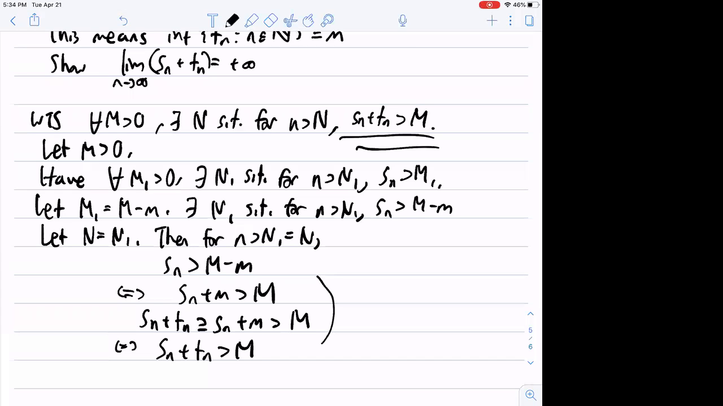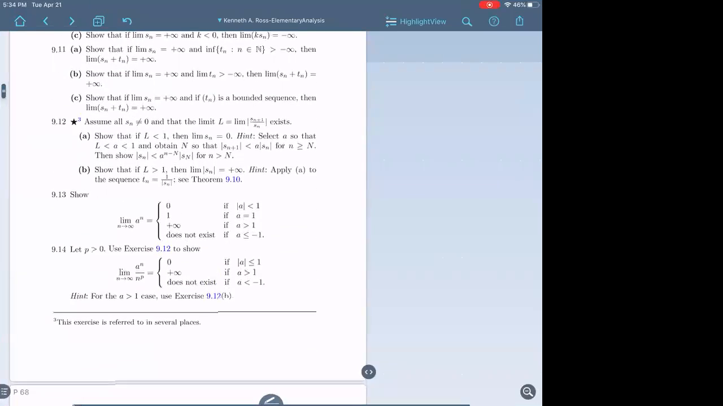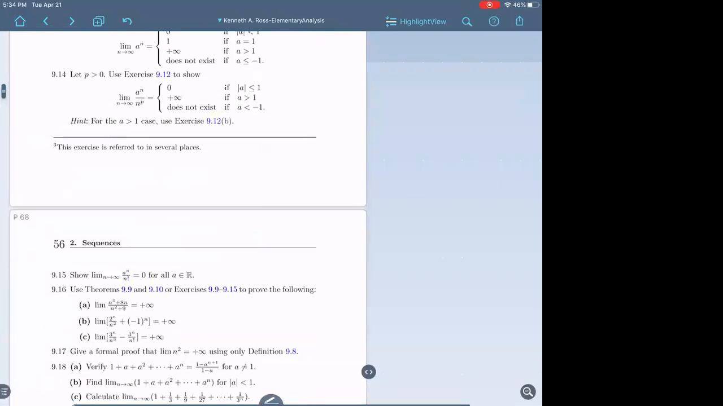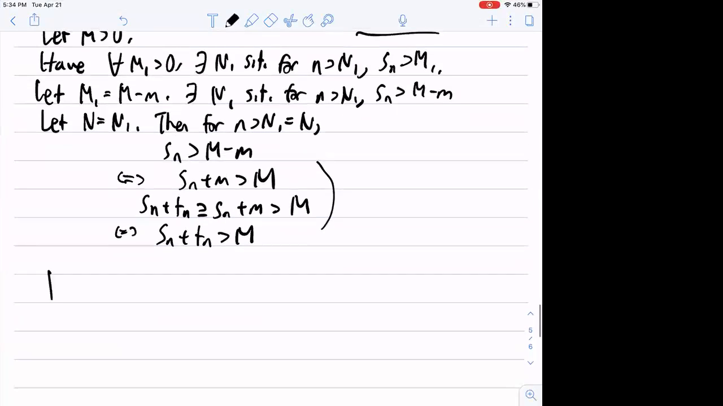Okay, any questions so far? Okay, I'll do one more. So I think that's enough for the infinite stuff. So let me just go over something cool. So 9.15: the limit as n goes to infinity of a to the n over n factorial is 0 for all a in R. So this thing is pretty cool.